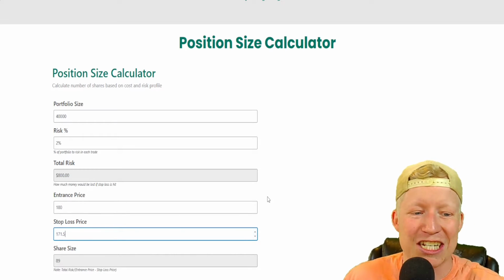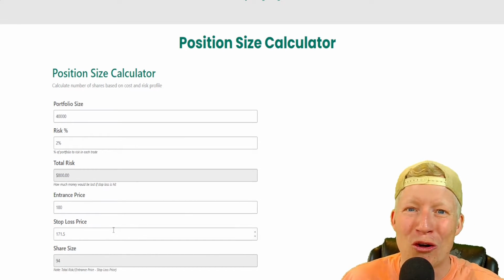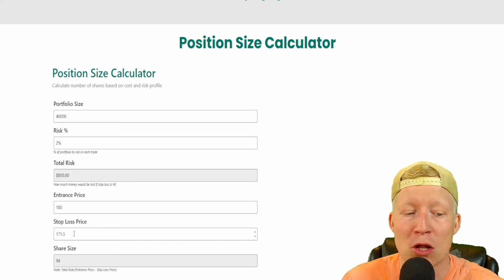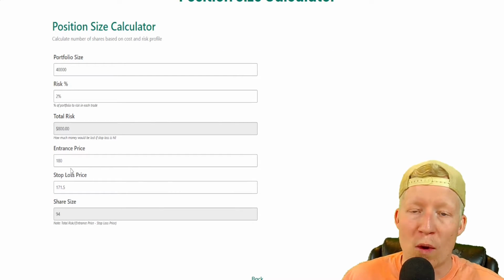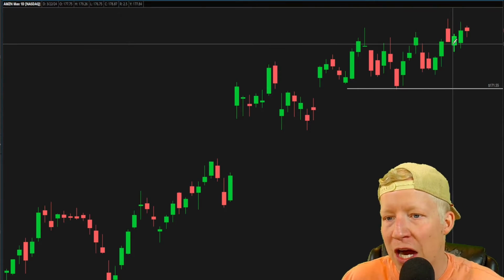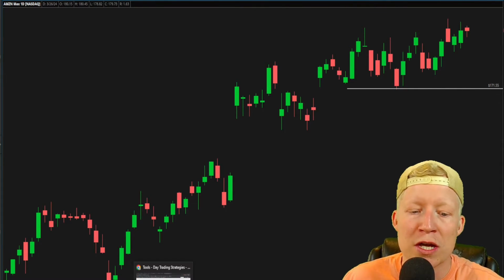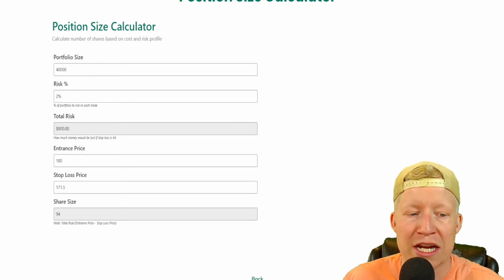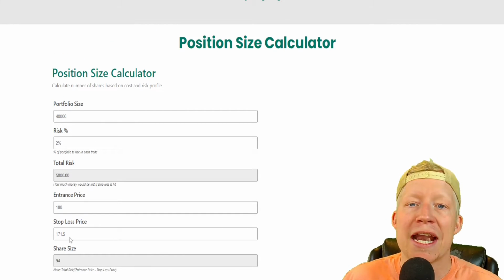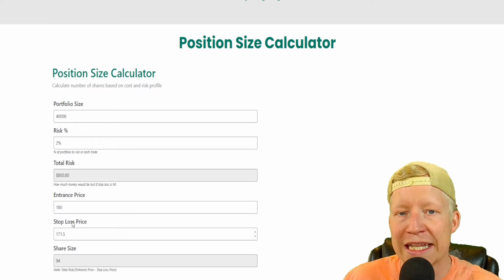But once again, just going back to our normal entrance price and stop loss here, I now know when I go to enter this Amazon trade, if I were going to, this is not a real trade or anything, but if I were going to, in order to risk the appropriate amount in the trade, I should buy 94 shares. Once again, an extremely useful tool, one I think everybody should use before entering any trade.